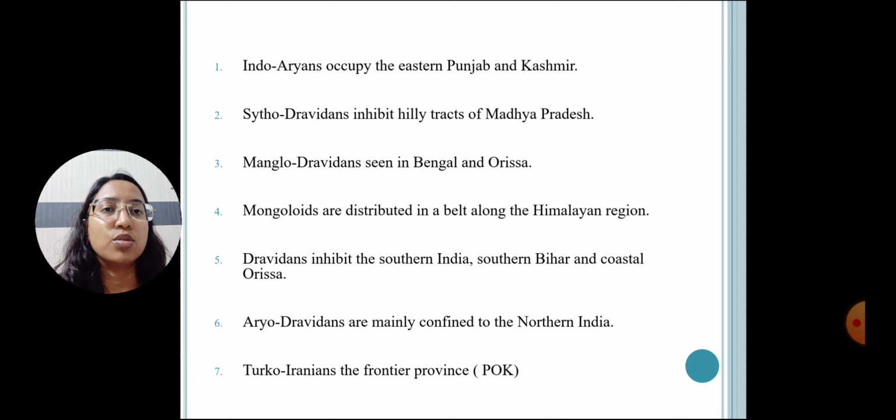The Indo-Aryans, who occupied the eastern Punjab and Kashmir. Scytho-Dravidians, they inhabit the hilly tracts of Madhya Pradesh. Mongolo-Dravidians, seen in Bengal and Orissa. Mongoloids, mostly along the Himalayan region. Dravidians inhabiting the southern India, southern Bihar, and coastal Orissa. Aryo-Dravidians confined mainly to northern India, and Turco-Iranians along the frontier province.